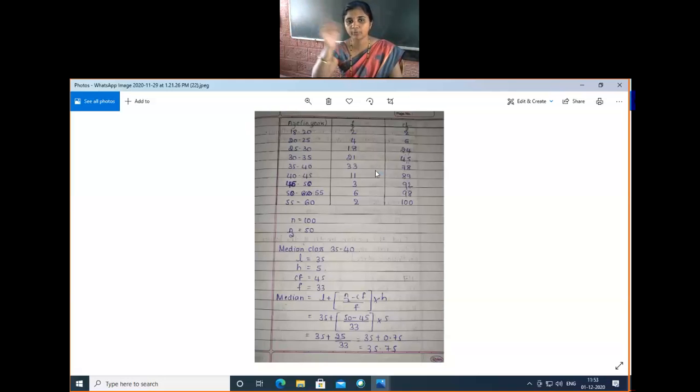So the first class interval you can take as below 20 only. Below 20 is one group. Next, 20 to 25 one group, 25 to 30 one group, 30 to 35 one group, 35 to 40 one group, 40 to 45 one group, 45 to 50 one group, 50 to 55 one group, 55 to 60 one group. Is that clear? Okay? Yes, it is better to take just below 20 as the first group.